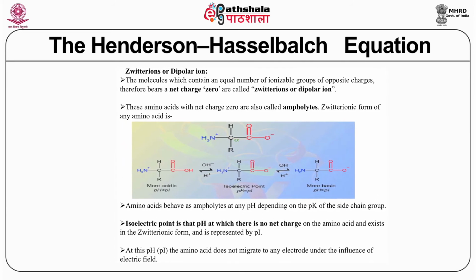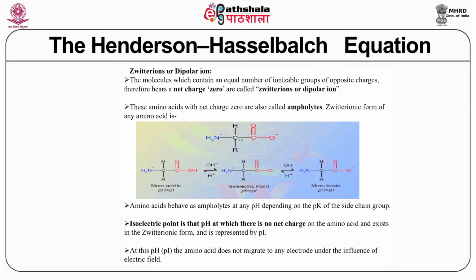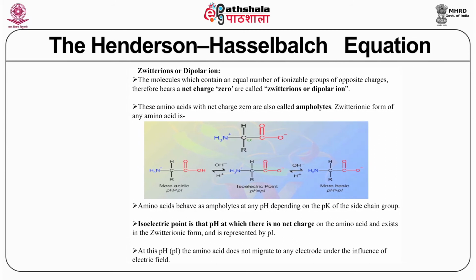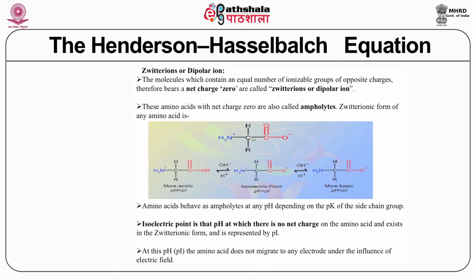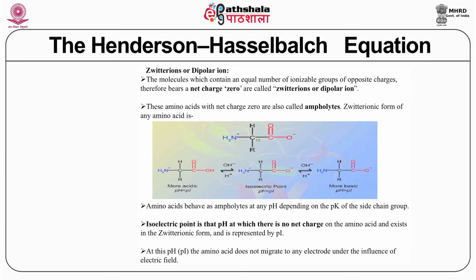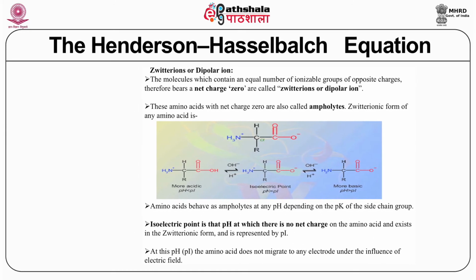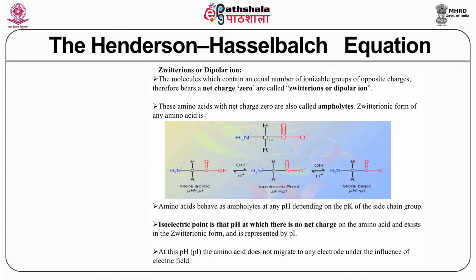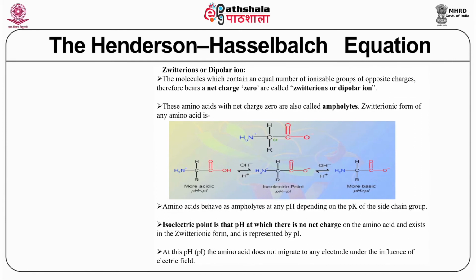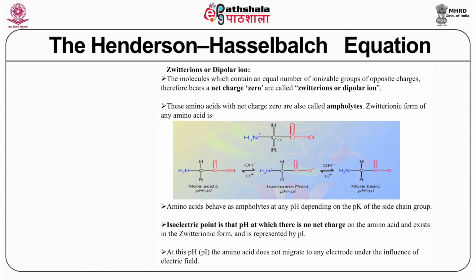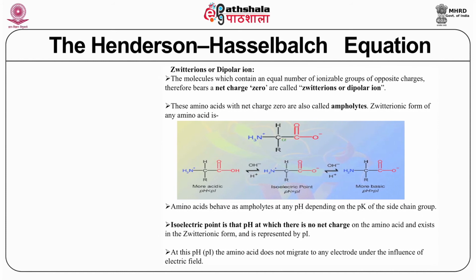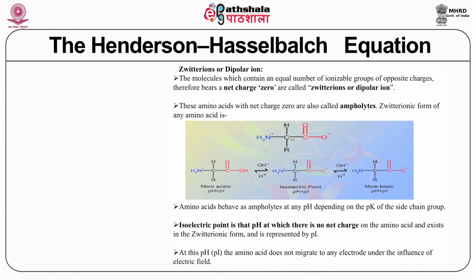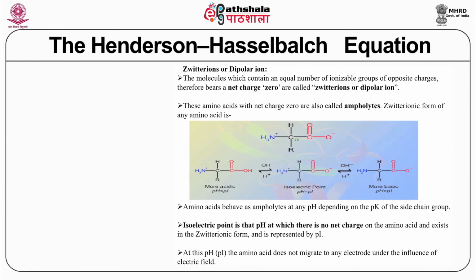But if we increase the pH to the basic side, what will happen? The NH3 plus will dissociate into the unionized NH2 group and COO will of course remain COO minus. So you have a net negative charge in the basic condition. In acidic conditions, you have a positively charged amino acid, whereas in the center, that is at pI, the isoelectric point.